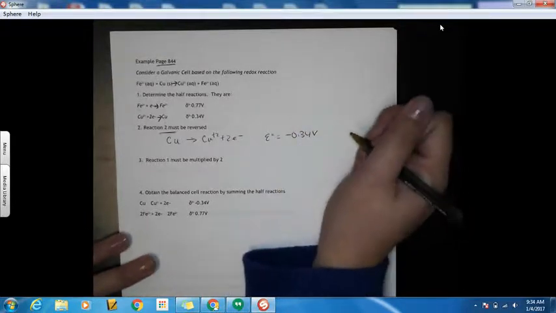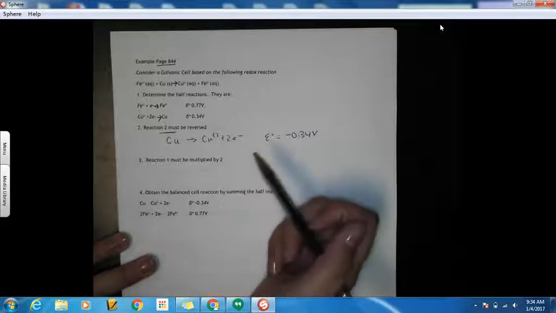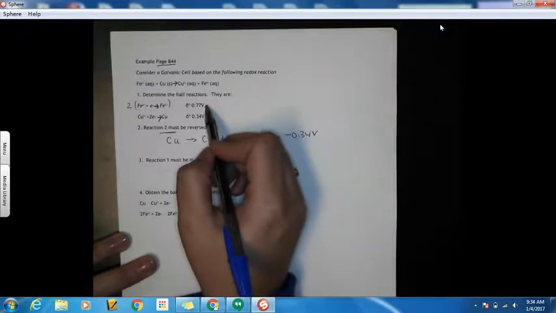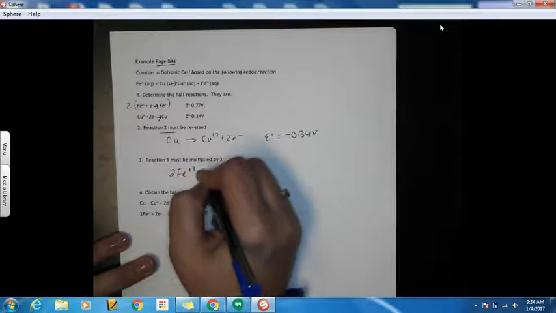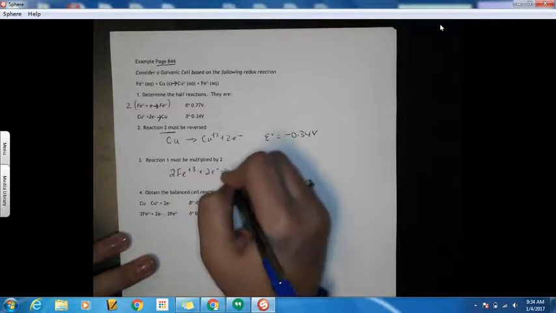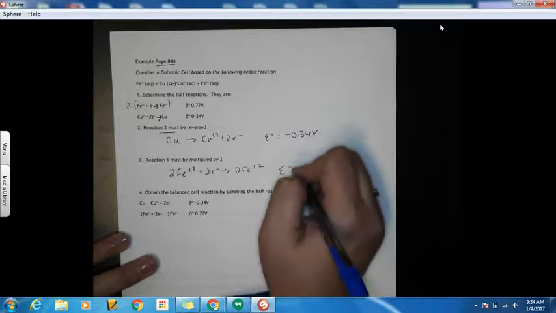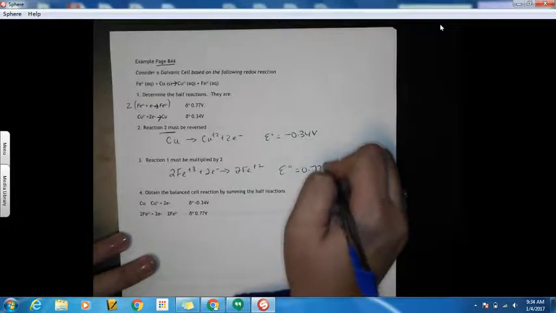Okay? Reaction 1 has to be multiplied by 2. Why does it have to be multiplied by 2? Well, we have to have the same number of electrons. Remember that from redox reactions we did a long time ago. Right? So we have to multiply this by 2. And remember, we do nothing to the E value. So we multiply by 2, so we get 2 iron plus 3, 2 electrons make 2 iron plus 2. And the value of E remains the same. It does not change. Okay?